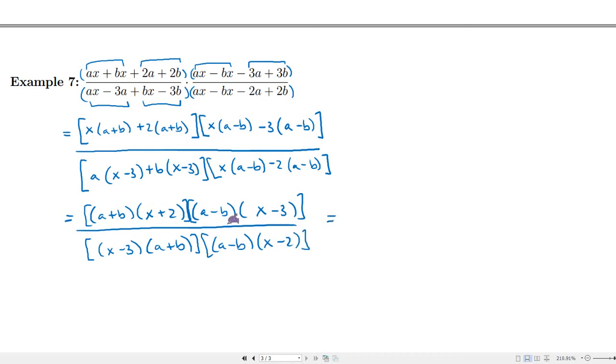And now these are all just normal parentheses, and so we can start to reduce things. Let me switch to a different color. We have an a plus b. Do we have any a plus b's? Yes. Reduce. X plus 2? Any x plus 2's? No. A minus b's? Yes. X minus 3's? Yes. So it looks like our final answer is going to be x plus 2 over x minus 2.